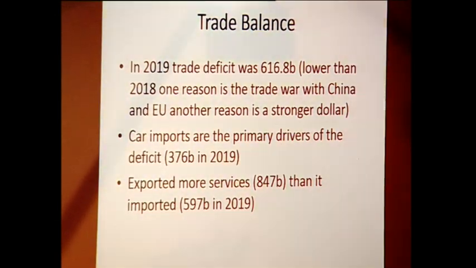Now, the United States exported more services. So in terms of services, the United States has a surplus. But this surplus is offset by the size of the imports. Now, they exported more services, 847 billion, and they imported 597. These are services, okay, only in 2019. So they have a deficit.